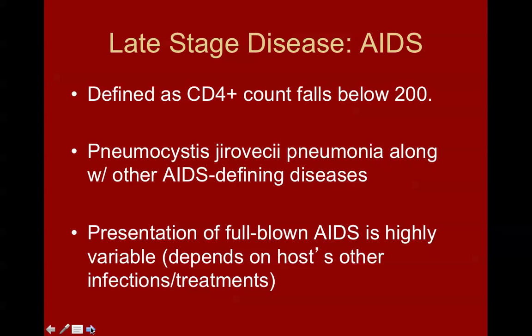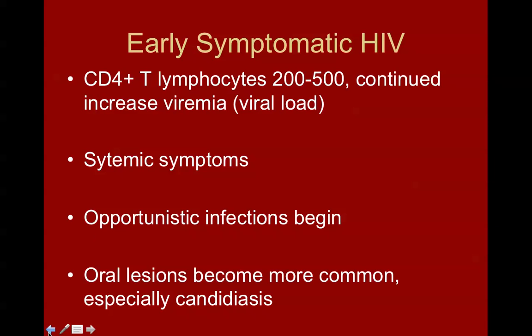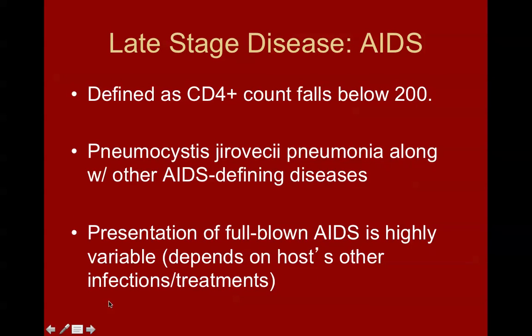And then we have late stage disease, AIDS. This is defined as the CD4 falling below 200. Okay, so I know that the task force has got their numbers, the labs have got their numbers. For our purposes and for testing purposes, know that early symptomatic HIV is the 200 to 500, and that late stage is the 200 or less.